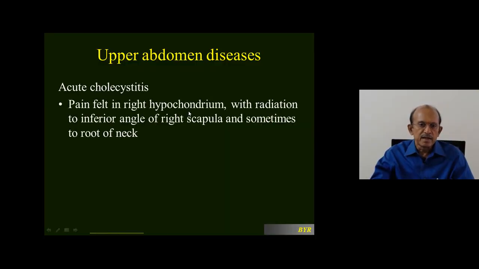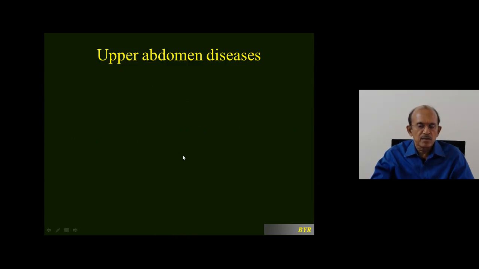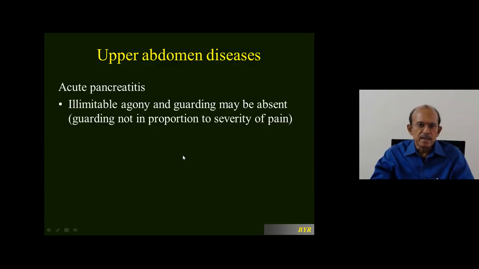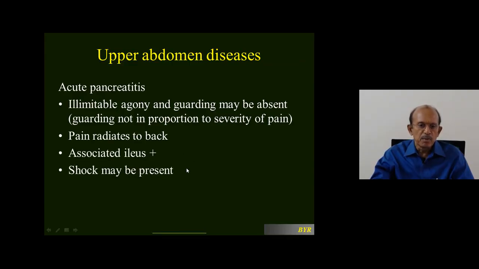Then acute cholecystitis: pain is felt in the right hypochondrial region with radiation to the inferior angle of the right scapula and sometimes to the root of the neck. Acute pancreatitis: unbearable agony, and guarding may be absent. Pain radiates to the back, and associated ileus plus shock may be present.